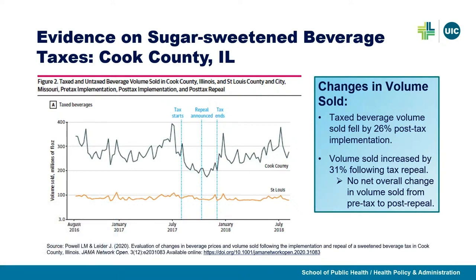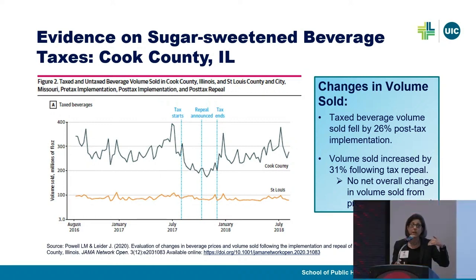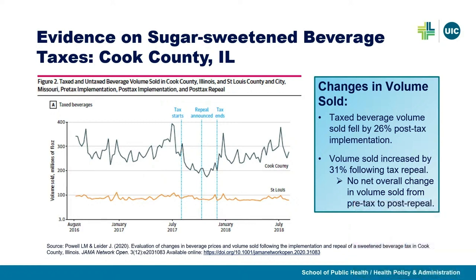So here's some data where we had UPC code level data from supermarkets and a whole host of other stores right across Cook County, and a comparison site in St. Louis. And we were able to take this data, and we had it weekly over thousands of products and model it and look at this counterfactual where there wasn't a tax. And you can see that when that tax came in, sales fell by a substantial amount, right? So over a quarter of the sales fell. Sustained. The tax was repealed, which was terrible from a public health point of view.